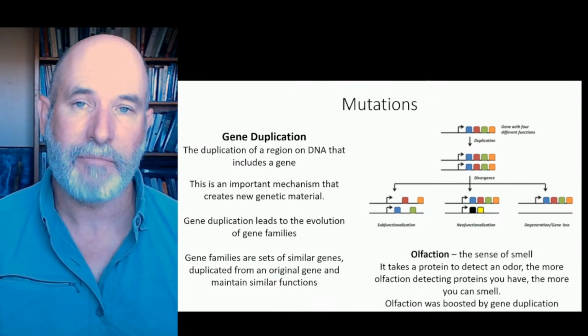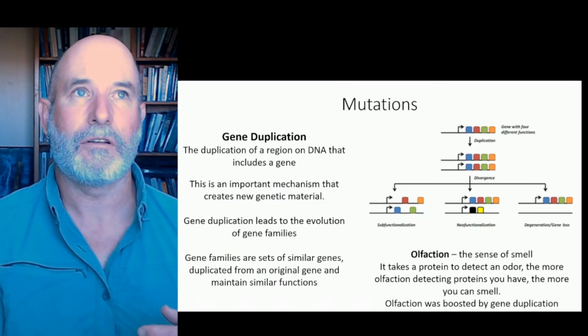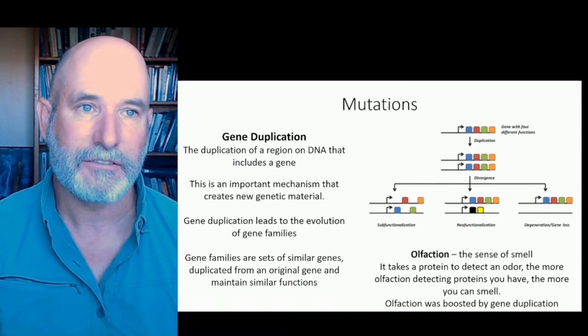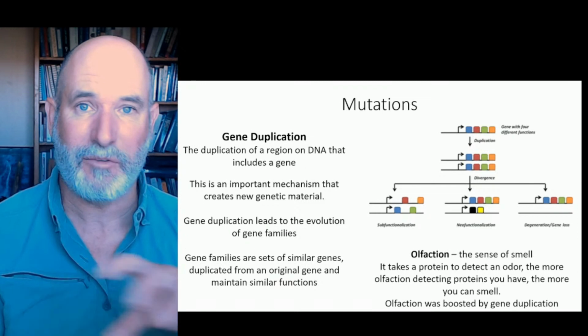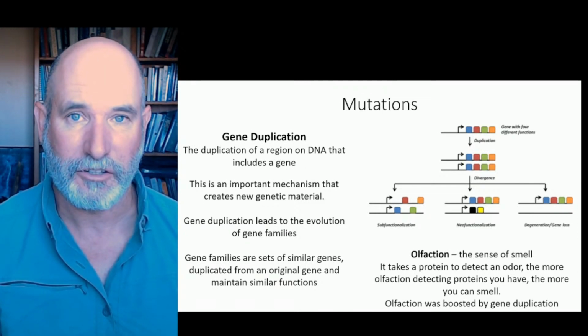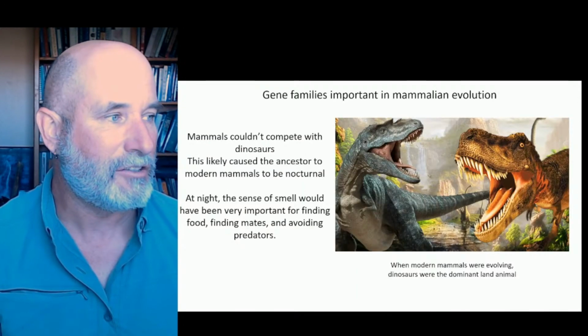And especially in mammals, the ability to detect odors is important because the ancestors to mammals evolved over 1,000 genes to detect odors. Because every time you have a new gene to detect odor, you can detect more combinations of chemicals in your environment. And so olfaction is a result of gene duplication here.